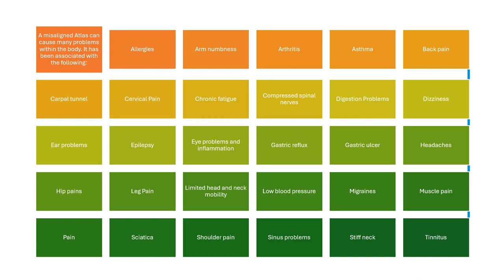There are many problems that are associated with a misaligned Atlas, and some of them are listed here, such as allergies, cervical pain, chronic fatigue, compressed nerves, digestive problems, dizziness, gastric reflux, stiff neck, tinnitus, shoulder pain, sciatica, leg pain. So as you can see from the chart listed here, the list is pretty exhaustive.